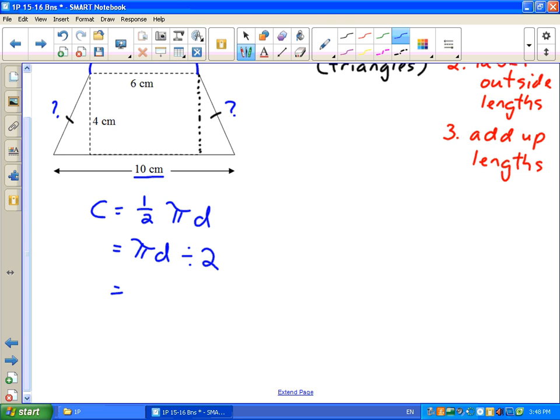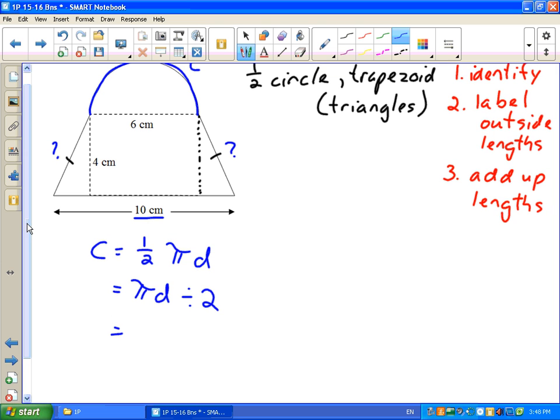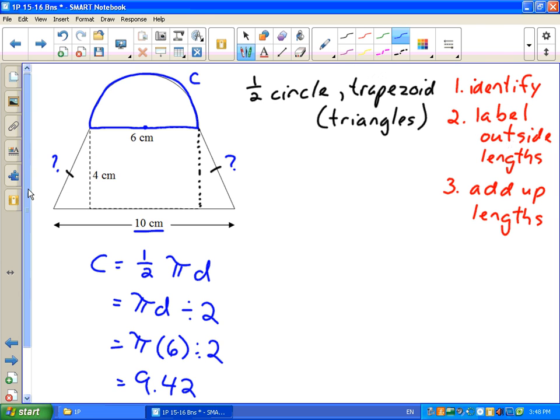So we need to know what our diameter is. Well, let's see. We look at this. We see that the center of our circle would be right here. Our diameter goes all the way from one side to the other, so that's going to be our 6 centimeters. So pi times 6 divided by 2. Let's plug that into our calculator, and we get 9.42. So finally, we can label that side. This is 9.42.